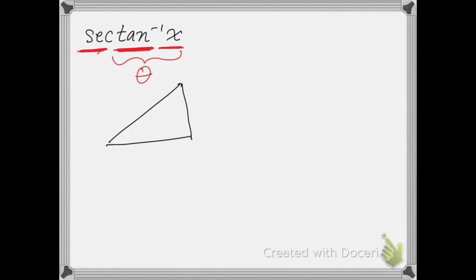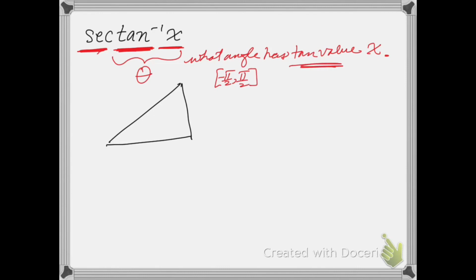So there's an angle, and let's go back to my statement I keep saying: what angle has tangent value, in this case, x? What angle has tangent value x? Well, the angle has to be between negative pi over 2 and pi over 2. And then what else did I do? I said the tangent value, that means y over x. All right, so what angle has a y over x of x?